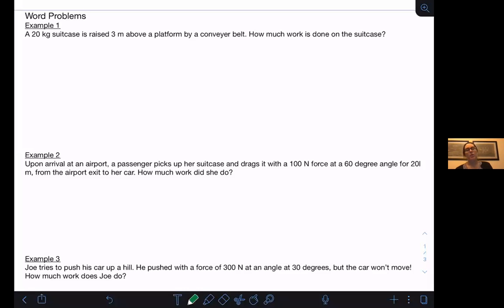Hi. In this video, we're going to look at three different word problems that can be solved using the concept of work. So let's look at example one. A 20-kilogram suitcase is raised 3 meters above a platform by a conveyor belt. How much work is done on the suitcase?